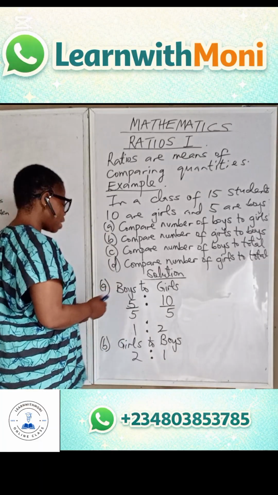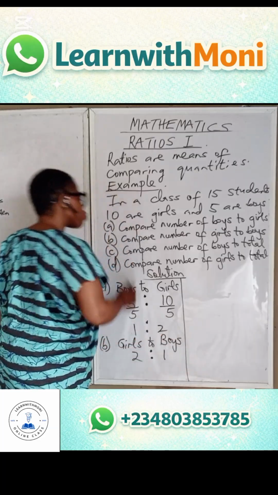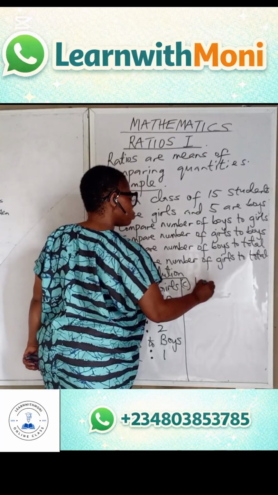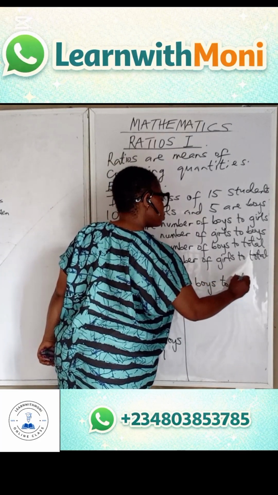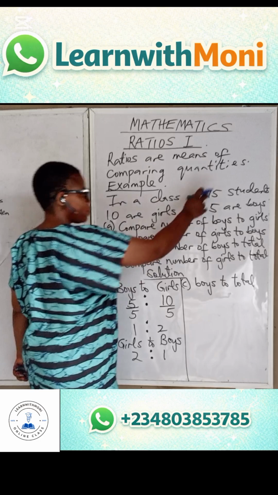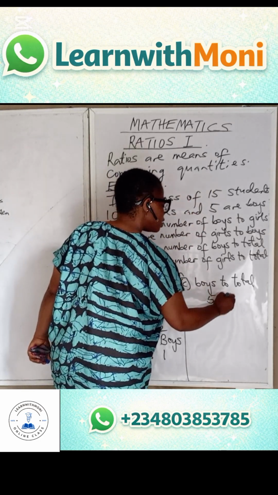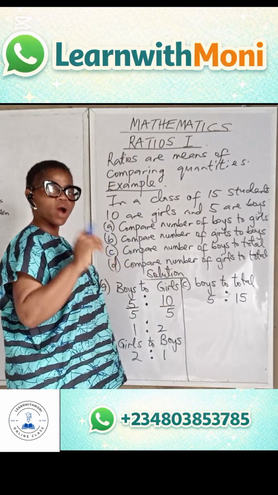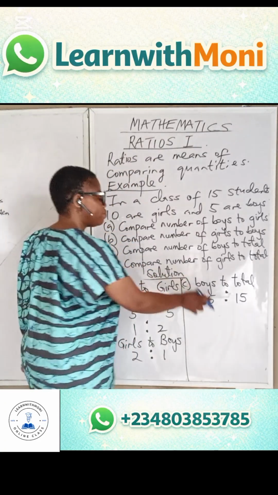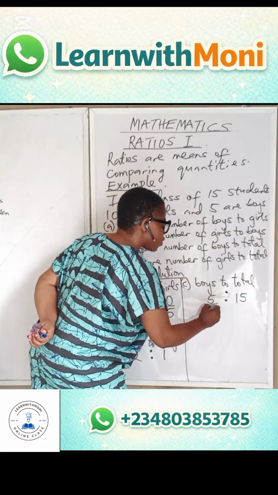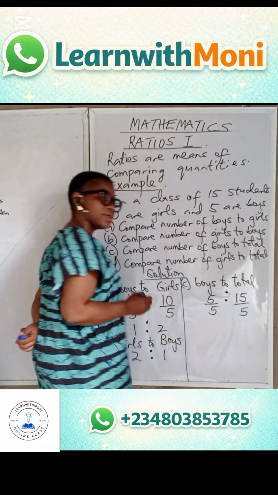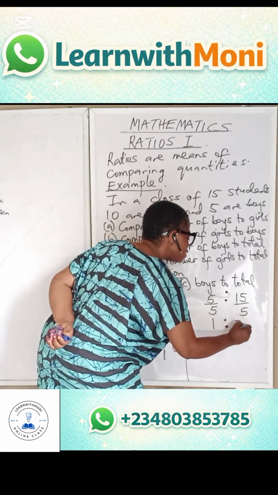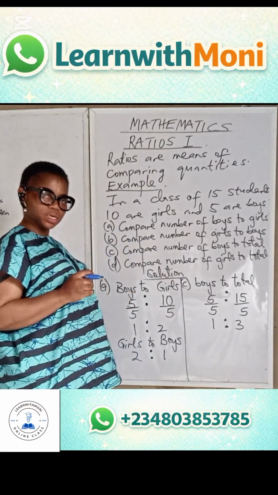That being understood, let's see the other part of that question where we have to compare the number of boys to the total. Boys to total. The number of boys in the class is 5, and the total number of students is 15. I have told you, where applicable, always take your answer to the lowest terms. Don't leave them like this. So the highest common factor of 5 and 15 is 5. So we divide by 5. 5 divided by 5 is 1. 15 divided by 5 is 3. That is ratio 1 to 3.